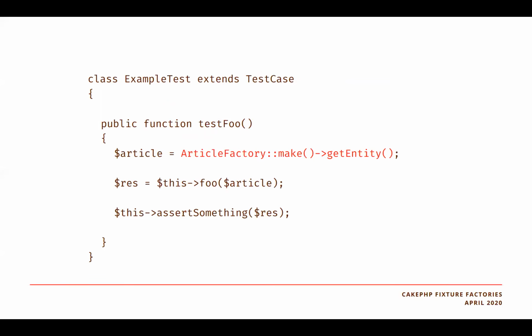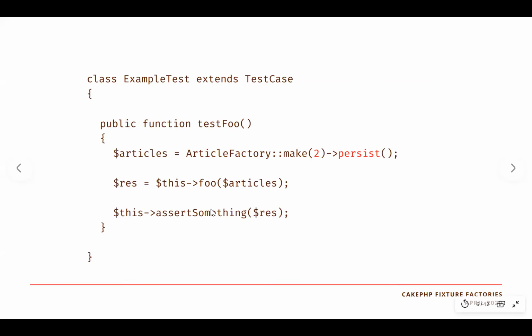This is a small example from a test. You want to write a test, and for that test you need to create an article. So you use your article factory, which is an extension of the base factory that the vendor provides, call make, which is going to initiate the factory, and then get entity. So your article is produced, and you can run your action, your test on that article and check what you expected.